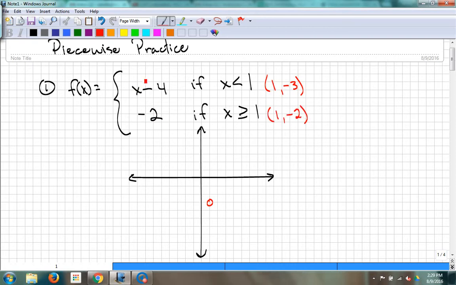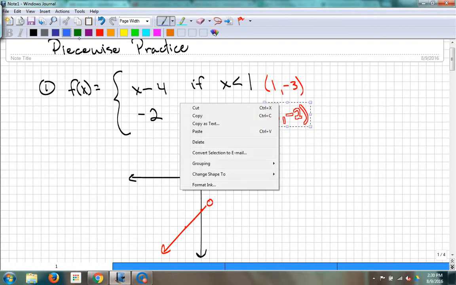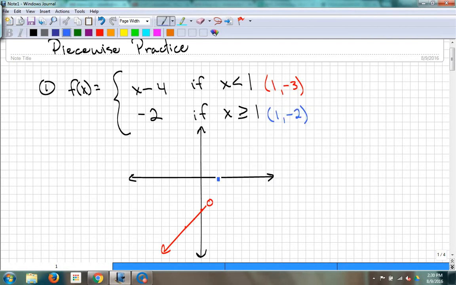And let's go ahead and finish off the first piece. We go to the left because it's less than 1, so it has a +1 slope, so that goes in this direction. Down 1, left 1. Okay, and then the second piece, (1, -2), filled in circle, and then its horizontal line to the right.